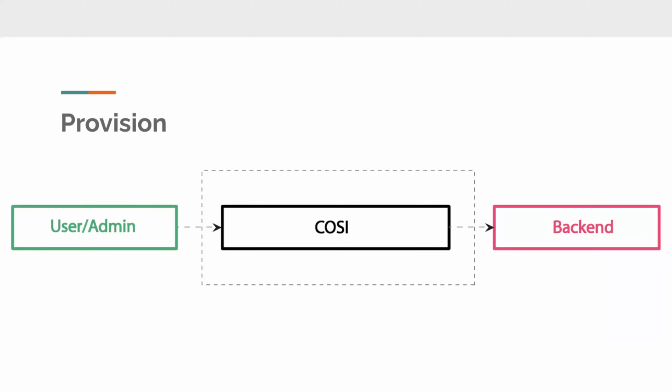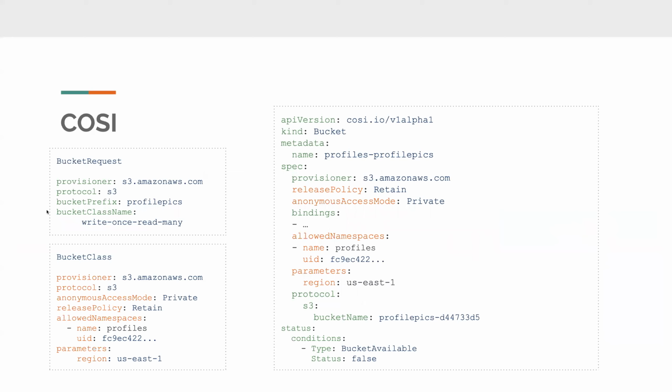So earlier we saw how the user or admin communicates with Cozy. Once the bucket request and bucket class are provided to the system, Cozy goes ahead and processes it before translating it to a request that the backend understands. And what it does is it takes the bucket request object. I've just put the relevant fields here. And then it takes the bucket class object. Again, put the relevant fields here. Basically all the fields under spec for both of them. And I've marked the bucket class fields with orange and bucket requests in green.